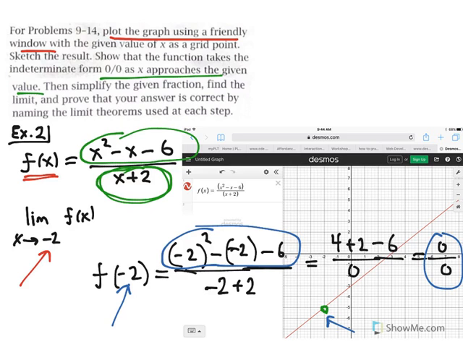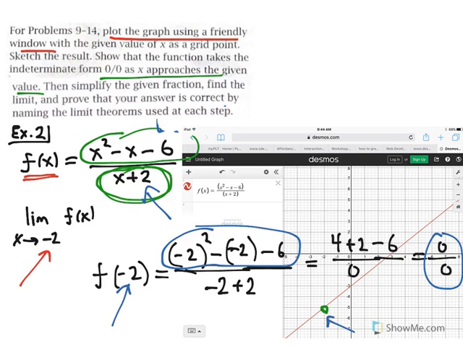For this problem, we have a gap and we have a removable discontinuity, as you will learn in the next section. But if the numerator had been different, but the denominator the same, then if the numerator is not equal to 0 at x is equal to negative 2, but the denominator is equal to 0, then the graph would have a vertical asymptote at x is equal to negative 2 and a non-removable discontinuity. But that's for later.